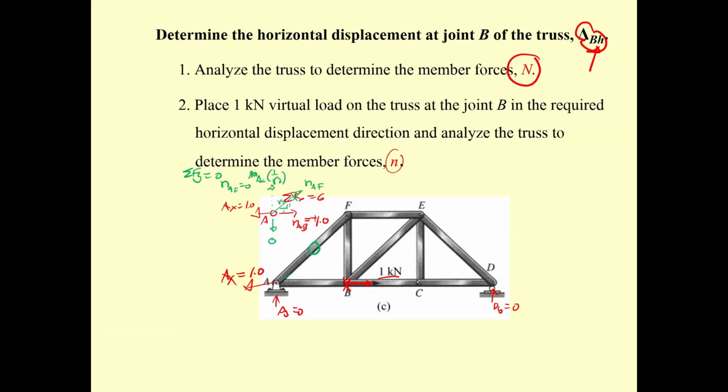This is 0. This is plus 1. Since this is 0, this is 0. This is 0. Okay. Since this is 0, this is 0. This is 0. This is 0. And everything is 0 except this one, which is 1.0. You have N sub AB equal to 1.0.